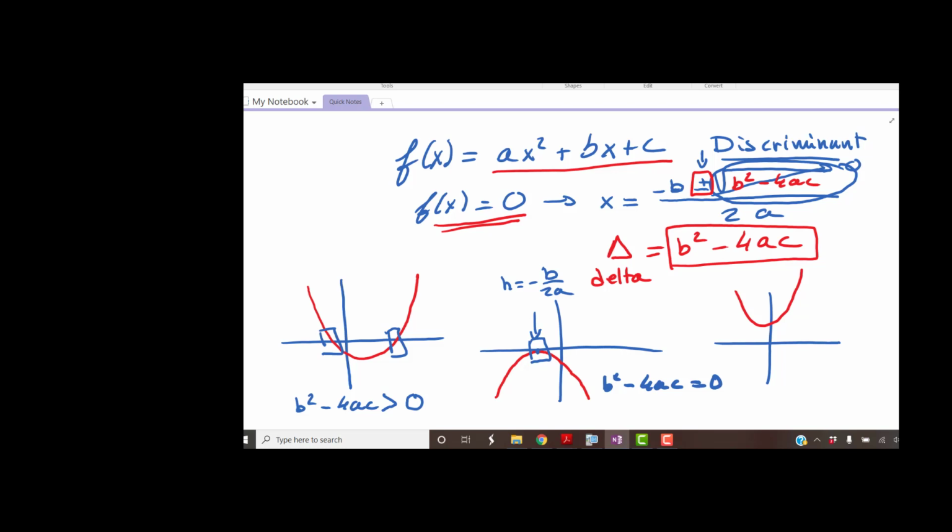Finally, in the last case, so let me erase that. What does it mean that there is no x-intercept? That means that this root is not a real number. I don't have any x-intercept, right? The whole expression does not exist. So the root does not exist. So it means b squared minus 4ac is negative, strictly smaller than 0. I have written all of these results in my notes.